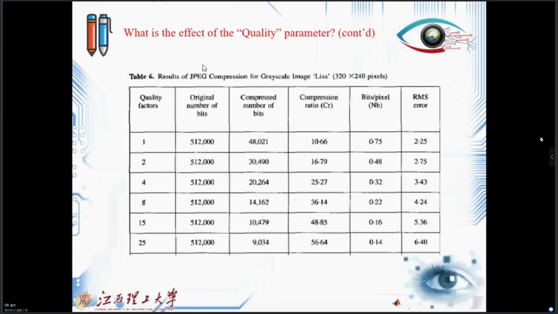Suppose the result of the JPEG compression of the grayscale image Lisa, with 320 by 240 pixels, is something like that. The original number of bits is this.